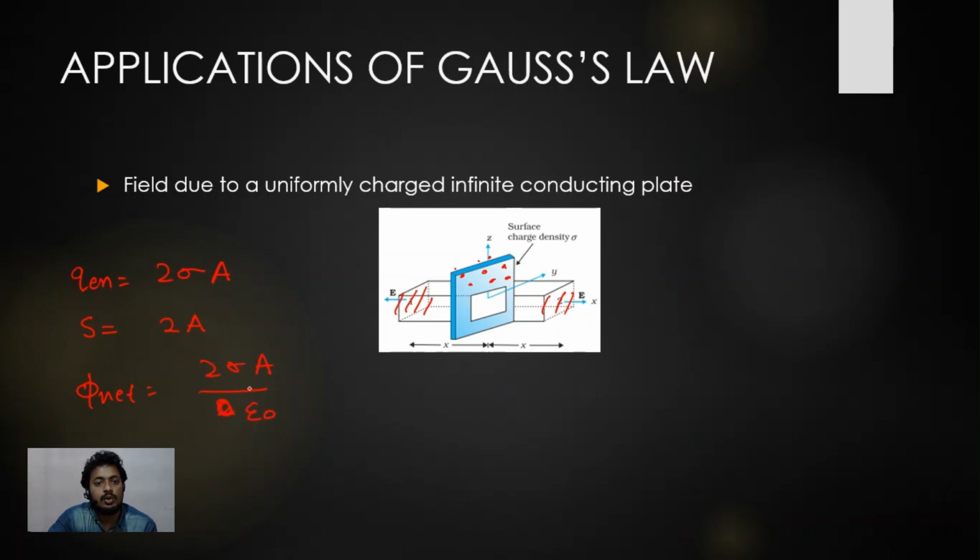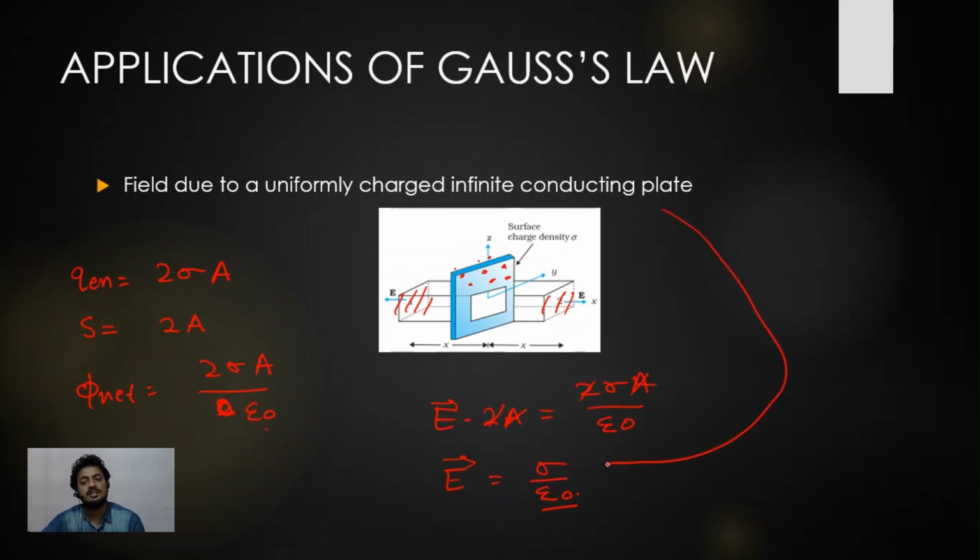Q enclosed by epsilon. Now electric field into area, which is 2A, is equal to 2 sigma A by epsilon. So you can calculate it, and the electric field will be sigma by epsilon. So we can say that the electric field due to a uniformly charged infinite conducting plate is sigma by epsilon.